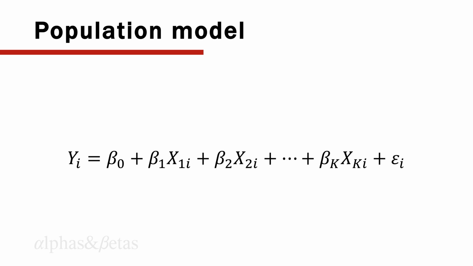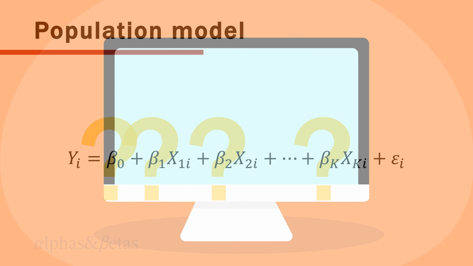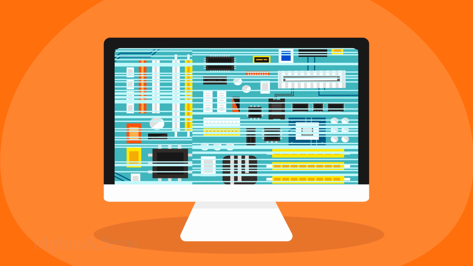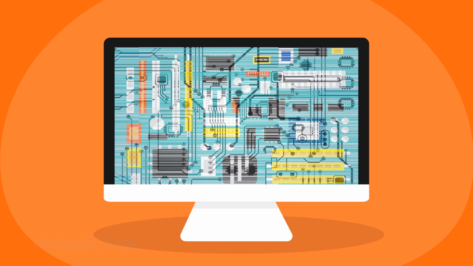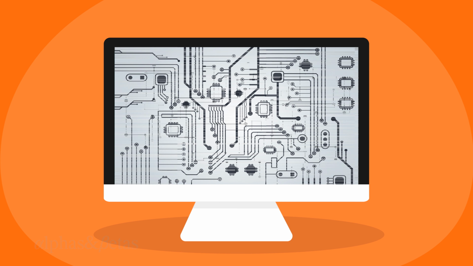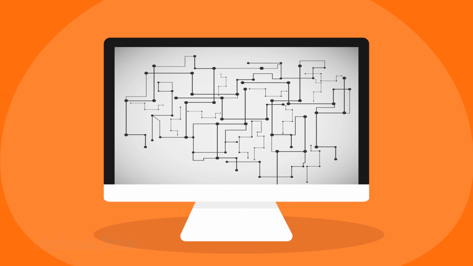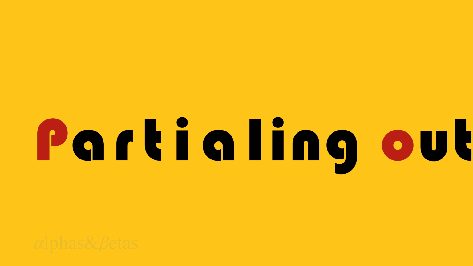We'll show you another method to estimate the coefficients in a multiple regression. It's a bit more complicated mathematically, but it provides insight into the workings of multiple regression and how to interpret the parameters. This method involves partialing out.